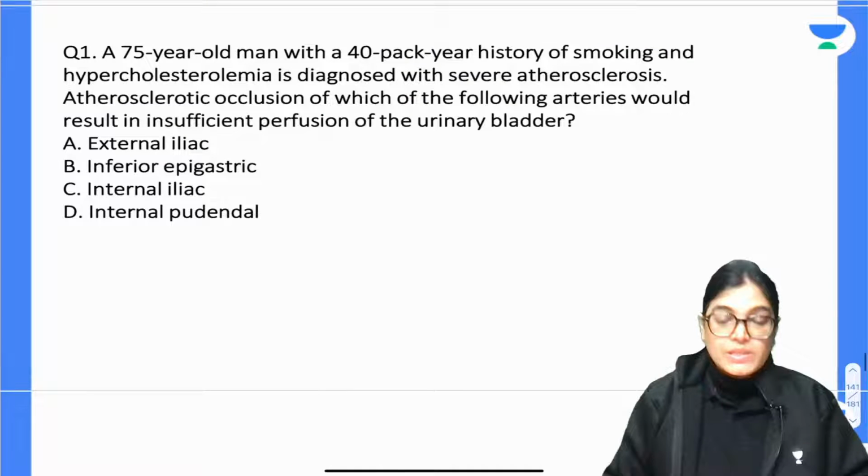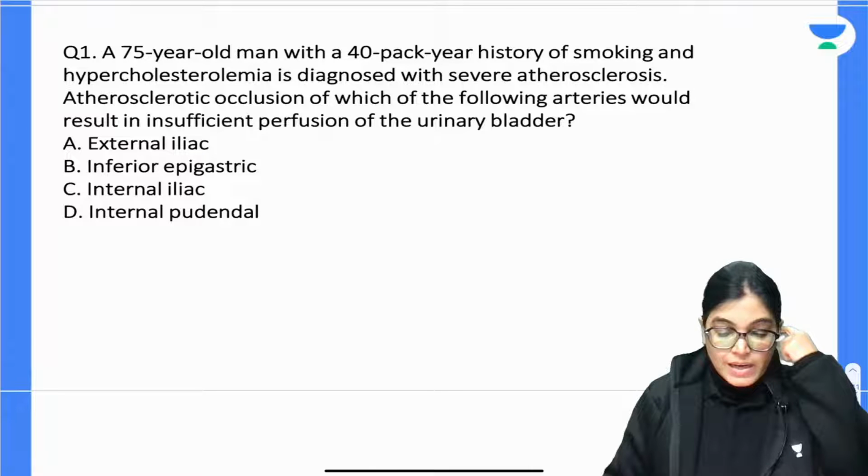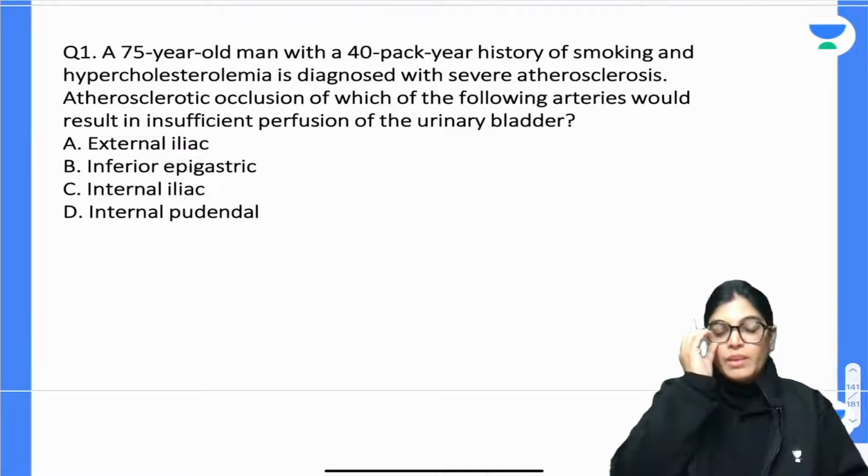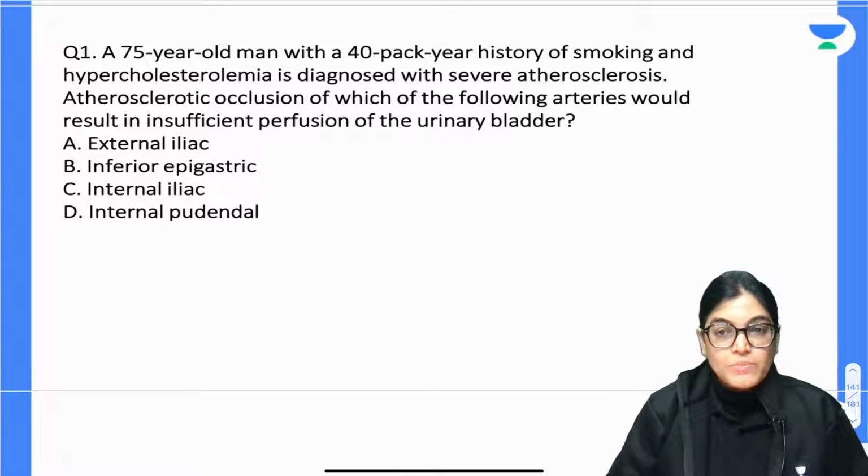Let's focus on this. Let's start with the first MCQ. Let me read it for you, and all of you can give the answers in the messages. Whether it is right or wrong doesn't matter. I will come up with the explanation.